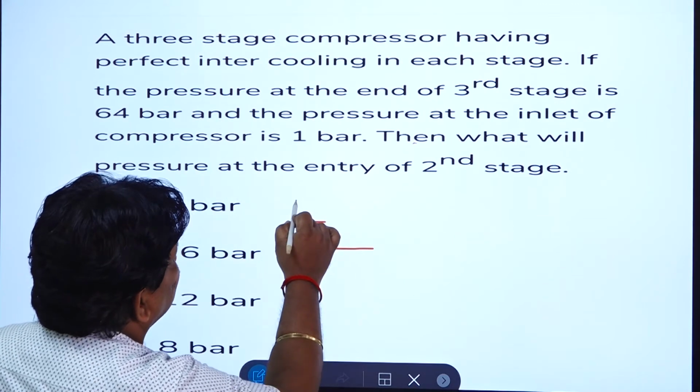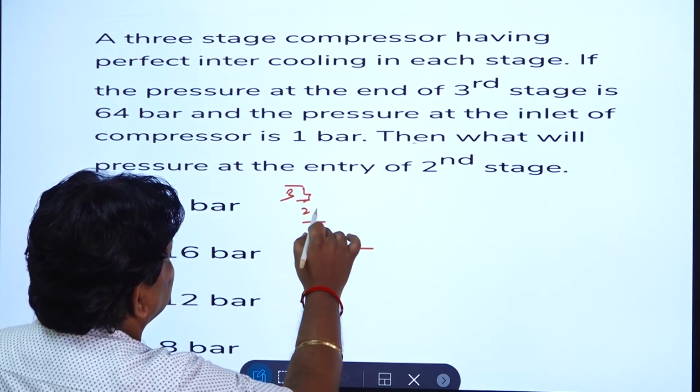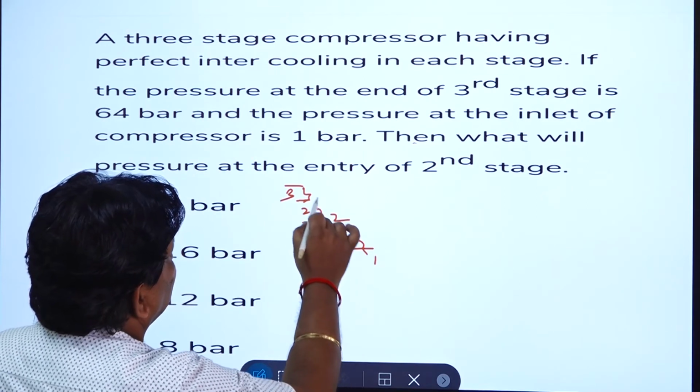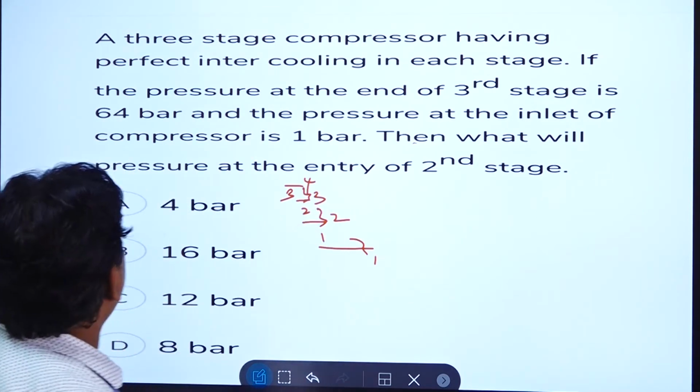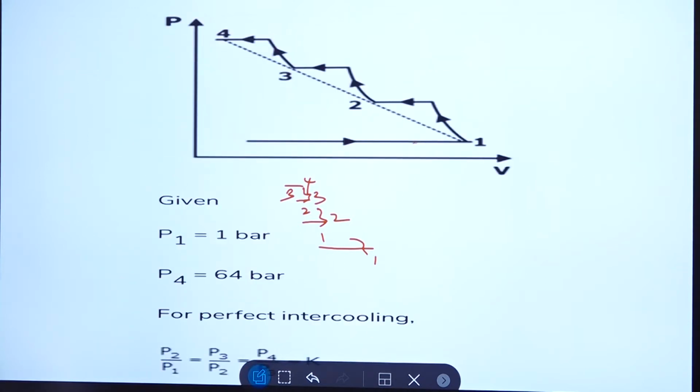So this is a three-stage compressor, with points 1, 2, 3, 4: first stage, second stage, third stage. So 1 to 2, 2 to 3, 3 to 4. Sorry, P4 is given to you. It is 64 bar, and the pressure at the inlet of the compressor, P1, is given to you. For perfect intercooling, we know the equation.